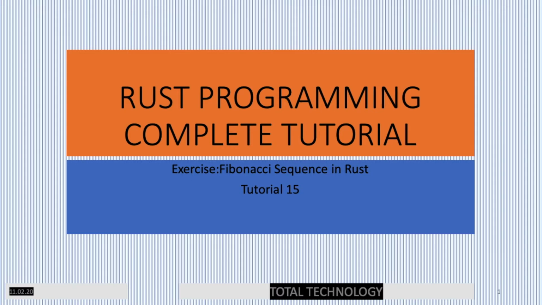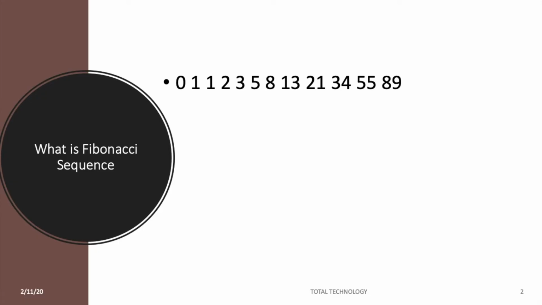It will help you understand all the components we have already covered till now, like variables, mutability, immutability, if else, loops, functions, everything. So we'll see how to create a Fibonacci sequence using Rust. Before moving forward, I'll explain what the Fibonacci sequence is.